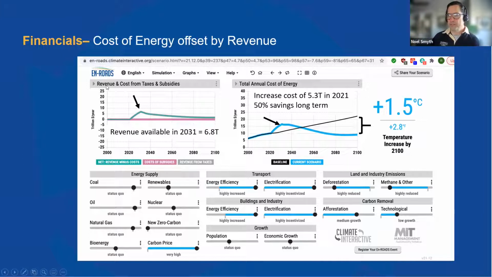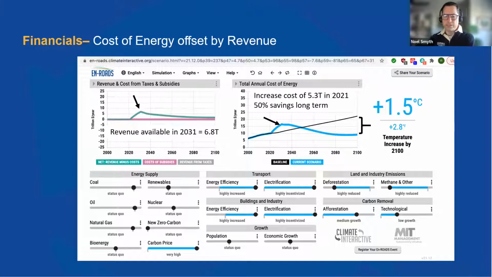I told you there are so many charts on this, but the revenue from taxes and subsidies right here in 2031 is about $6.8 trillion. But the increase in energy costs in that same year is 5.3 trillion, which says that the revenue can be distributed to offset the increase in energy costs. This is about as good a story as you could ask for in support of a carbon fee and dividend approach. The other amazing conclusion that I make is that with the policies proposed, the long-term cost of energy drops by 50%. You can see that over on the right of that right chart.